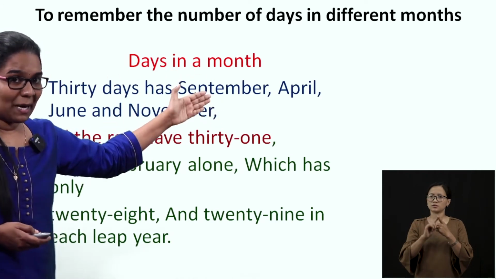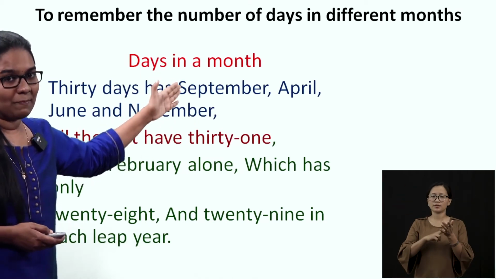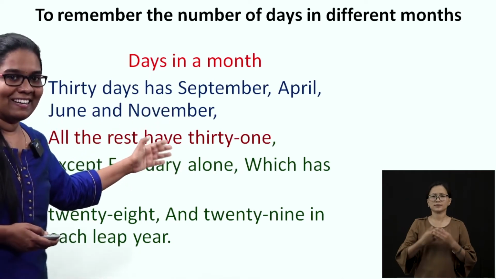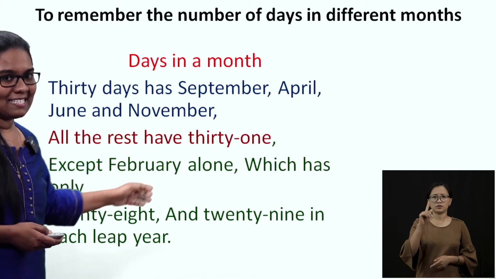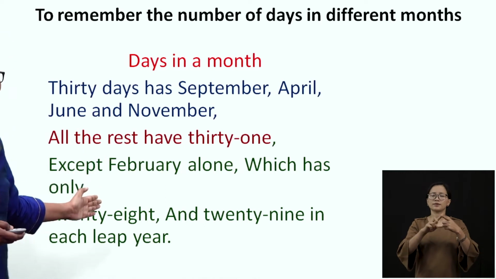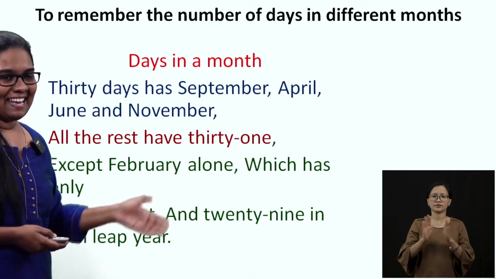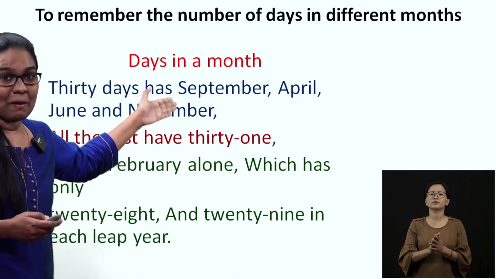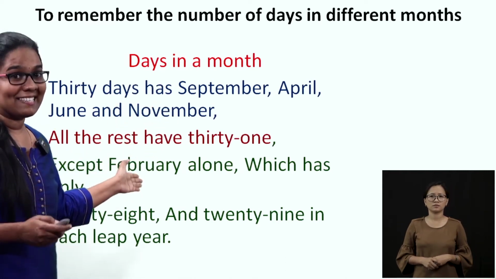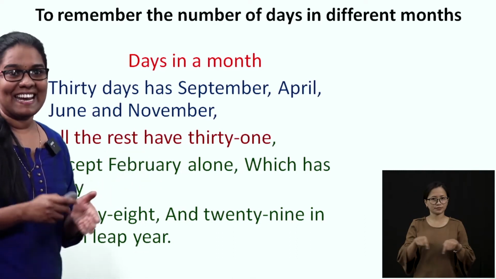30 days has September, April, June and November. So April, June, November, September have 30 days. All the rest months have 31 days, except February alone, which has only 28 and 29 in each leap year. I repeat. 30 days has September, April, June and November. All the rest have 31 except February alone, which has only 28 and 29 in each leap year.